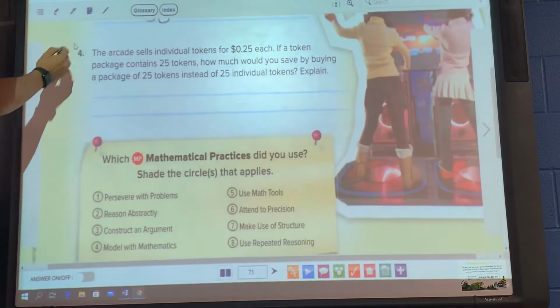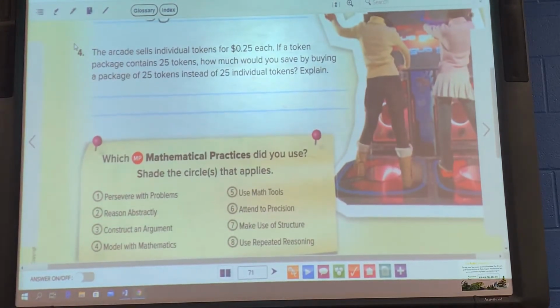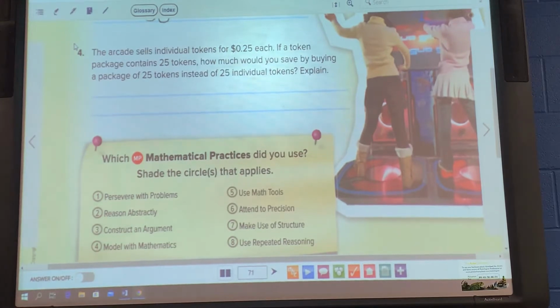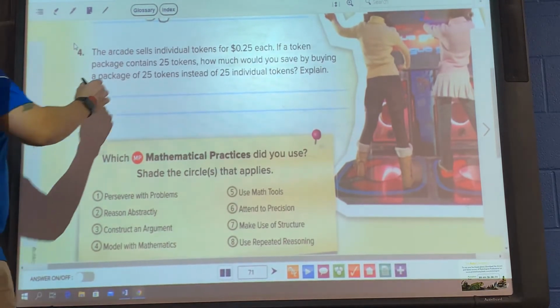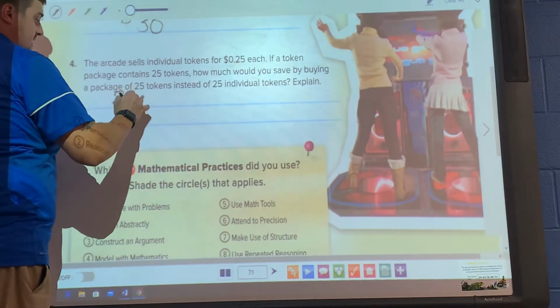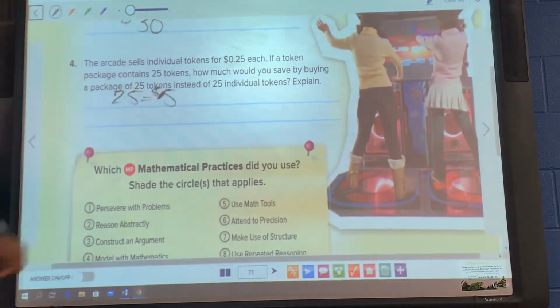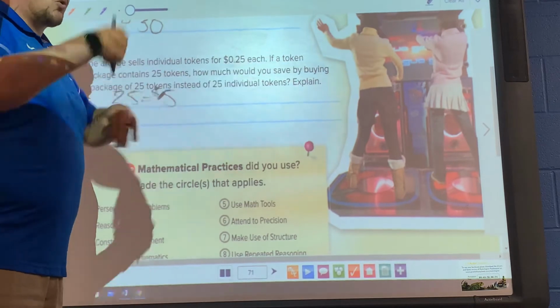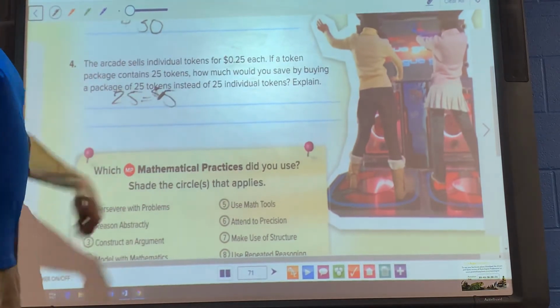The arcade sells individual tokens for 25 cents each. If a token package contains 25 tokens, how much would you save by buying a package of 25 tokens instead of 25 individual tokens? A package of 25 tokens would cost $5. For individual ones, you have to do 25 times 25 cents, because every time you buy a token you have to spend a quarter.